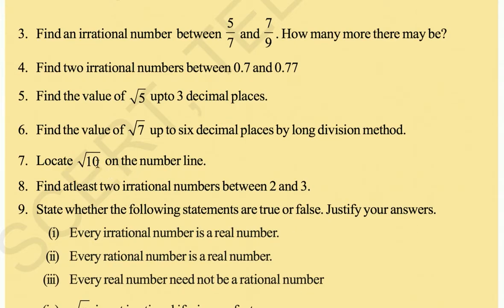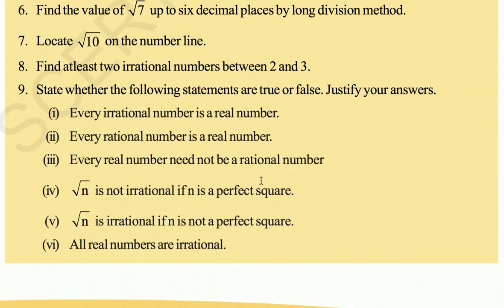Locate root 10 on the number line, that you can do. See, this is 3. After 3 only you have to extend 1 centimeter perpendicularly, that is vertically. Then you can join the origin point and the final point of this 1 centimeter. That is root 10. Find at least two irrational numbers between 2 and 3, that also you can do.